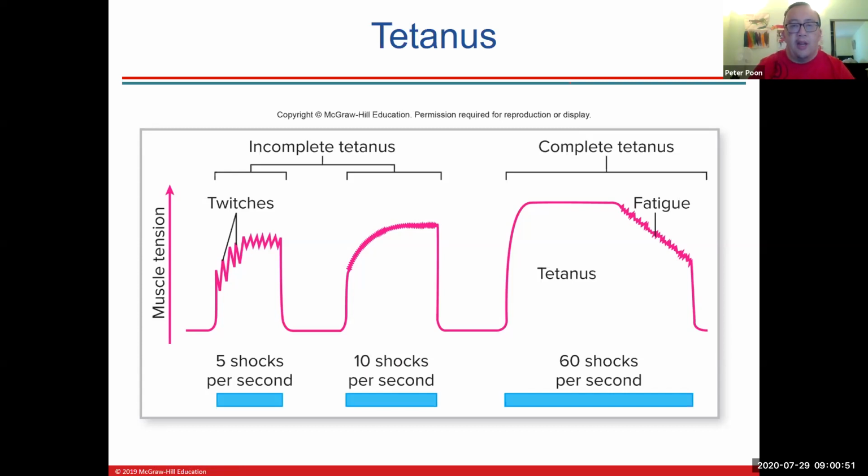Okay, so if you go all the way to 60 shocks per second, you literally go into complete tetanus, where the muscle's not even moving back and forth any. It's just there until it fatigues out.